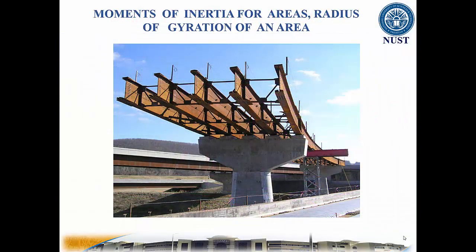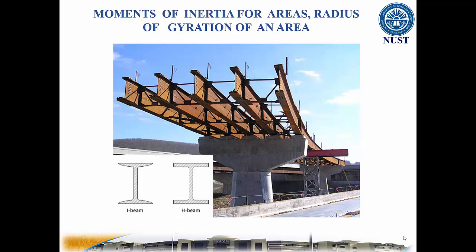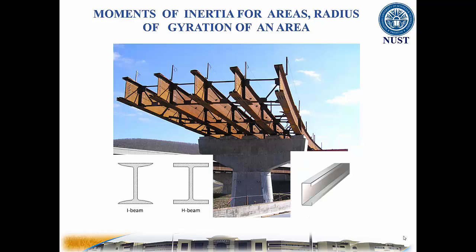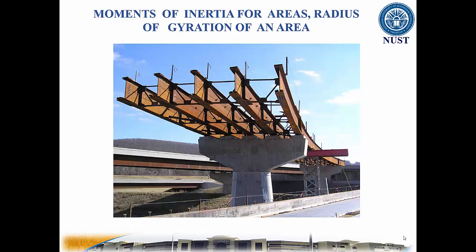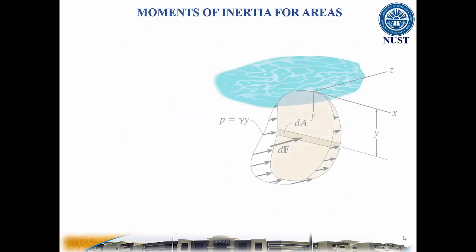Today we will learn why many structural members like beams and columns have cross-sectional shapes like an I, H, C or tubes rather than solid squares or rounds. Consider a plate submerged in a liquid.